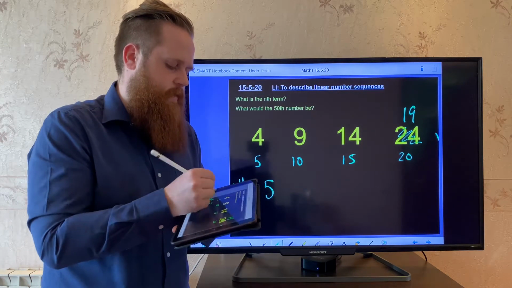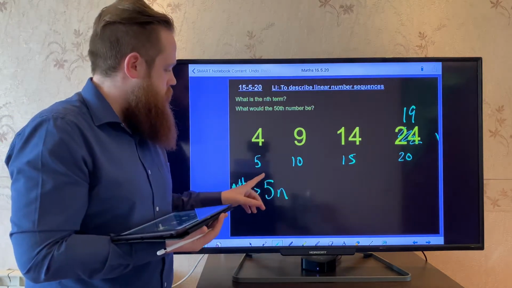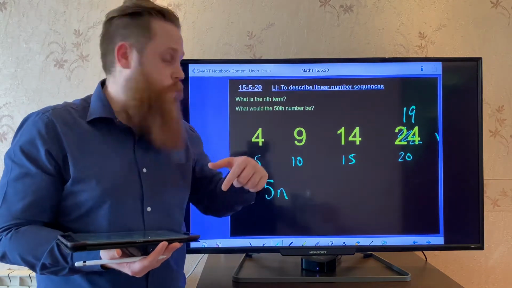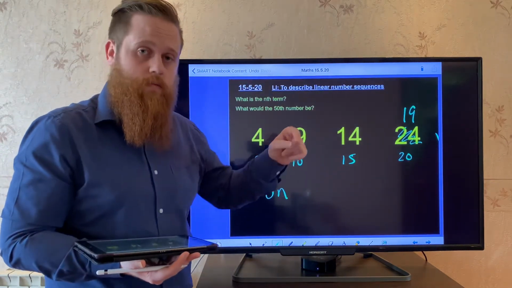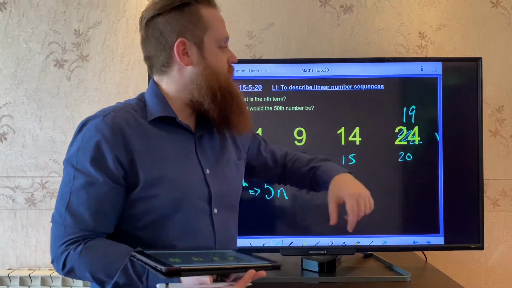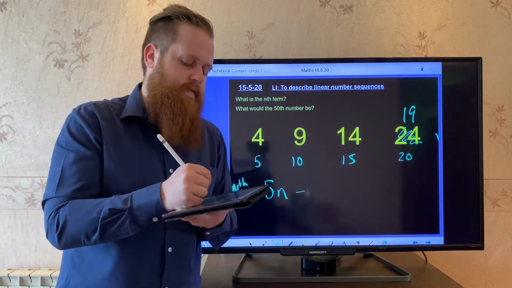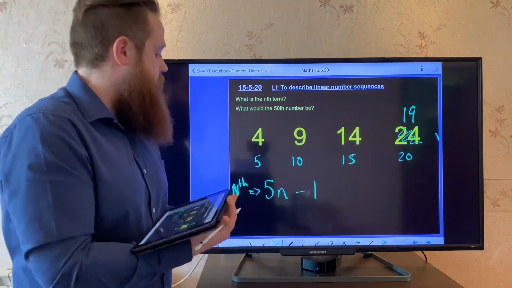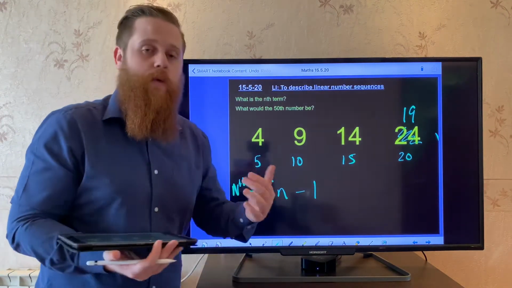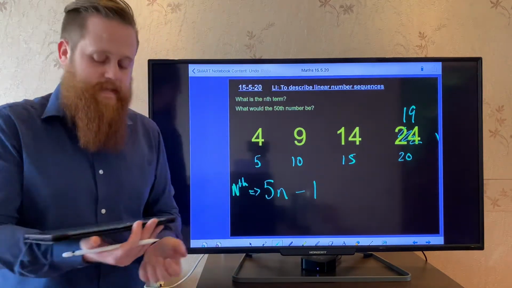Okay, so I already know it's the nth term. I'm just going to write that there. The nth term is equal to 5n. 5 times a number. And then 5 to 4, what do I need to do? I need to go down 1. 10 to 9, I need to go down 1. 15 to 14, go down 1. And 20 to 19, go down 1. So therefore, the nth term, the formula for this is 5n minus 1. So I times 5 by whatever number in the sequence, and then I take away 1, and that will give me the term.